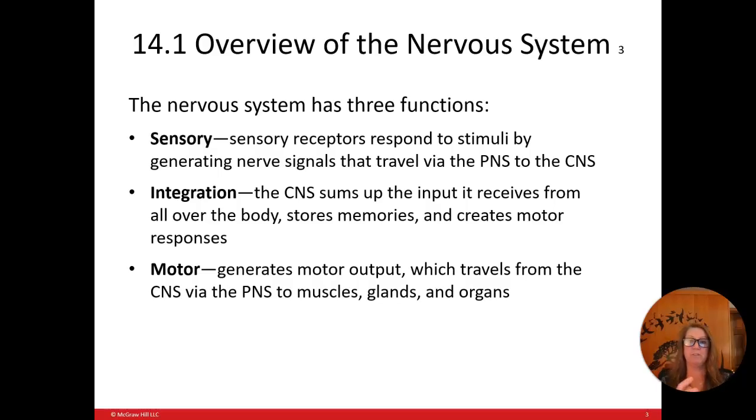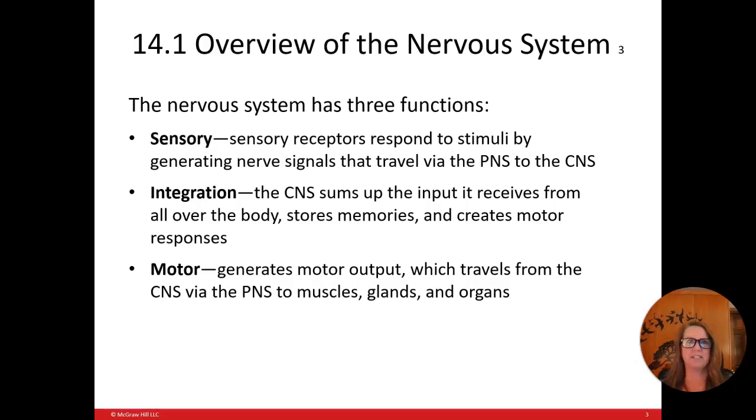So this could be your muscles, so you're moving your foot off of something sharp. It could be your glands that are responding to, what if you just slammed on your brakes while you were coming into an intersection because someone had run their red light?